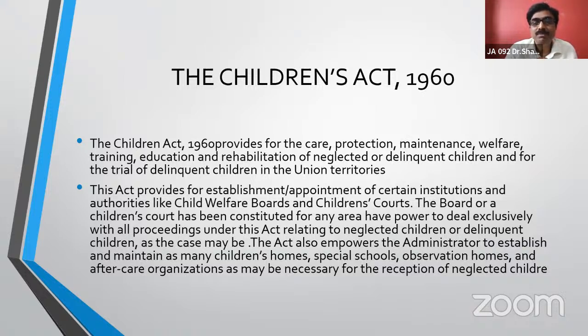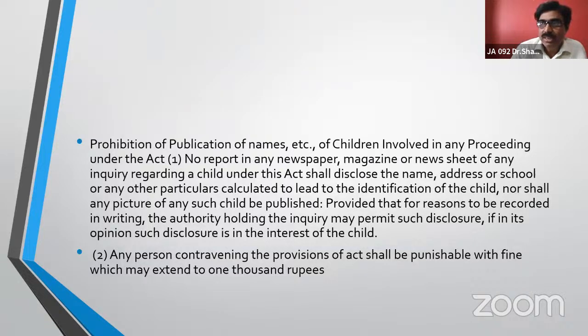The Act also empowers the administrators to establish and maintain as many children's homes, special schools, observation homes, and after care organizations as may be necessary for the reception of neglected children as well. So this is how the Children Act 1960 highlights those children below the age of 18 years who are neglected, who are considered minors, and who indulge in certain kinds of crimes. They should be given training as well as education, to protect them.